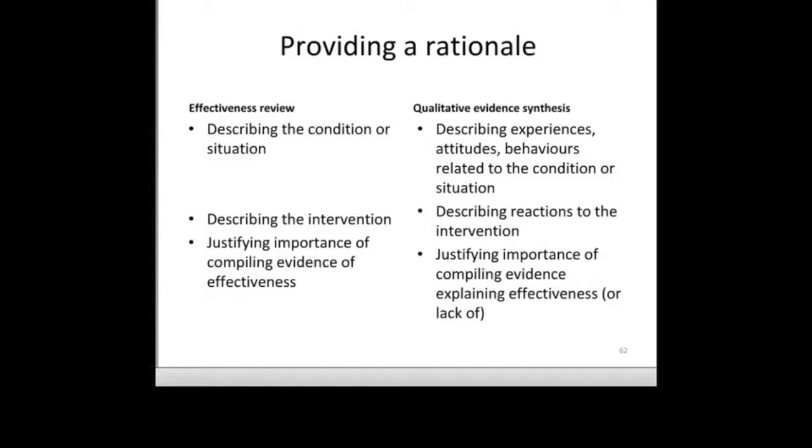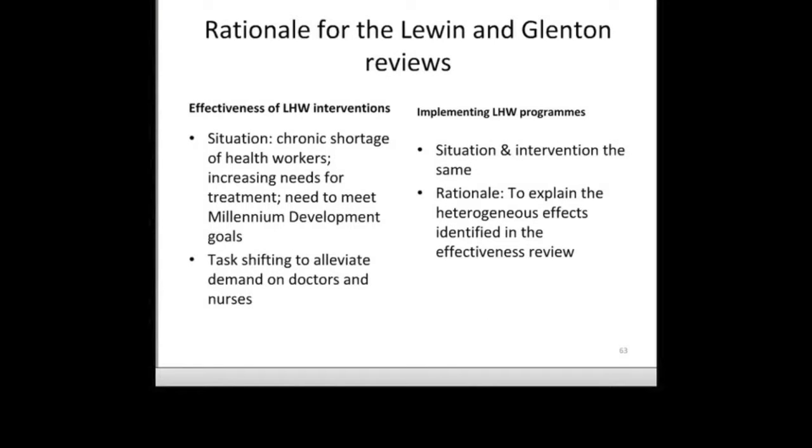So the Lewin and Glenton reviews, the ones on lay health workers, I've incorporated an example of how they actually positioned their rationale, and for the effectiveness part, it was situated in chronic shortage of health workers, increasing need for treatment, and task shifting to alleviate the demand on doctors and nurses who are currently heavily loaded. So that's why this review needed to be done, to actually explore the potential of these lay health workers. The qualitative evidence synthesis started from the same situation, but the rationale was different in the sense that they framed the review in trying to explain the effects identified in the effectiveness review that was already conducted at the moment the qualitative evidence synthesis was done.